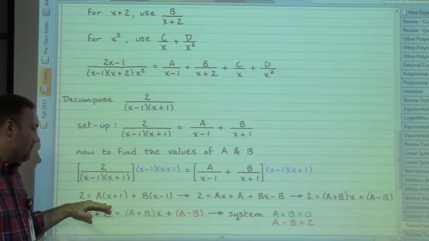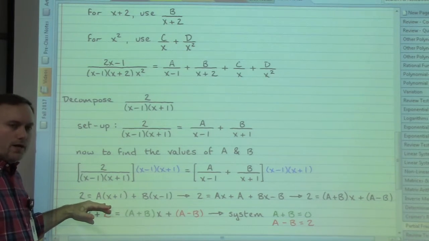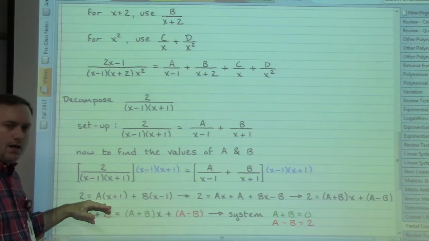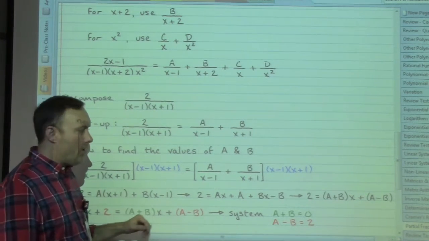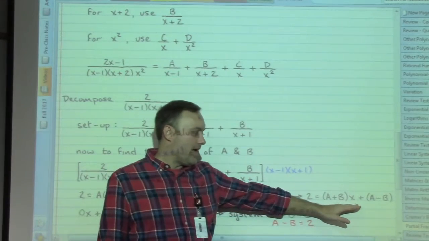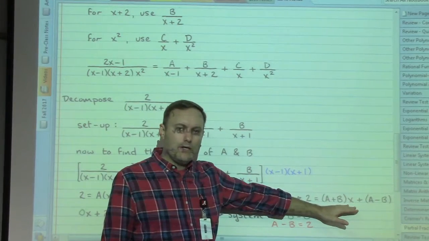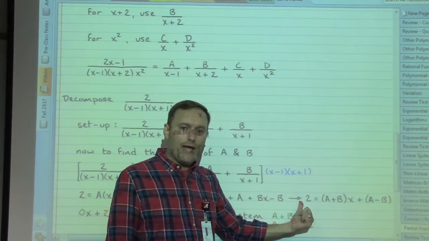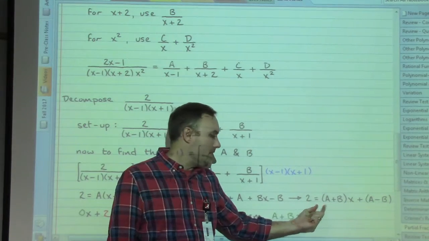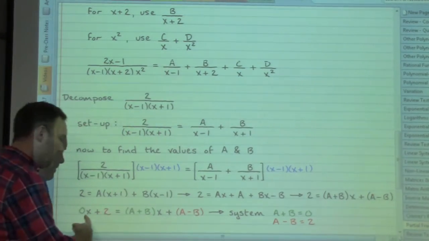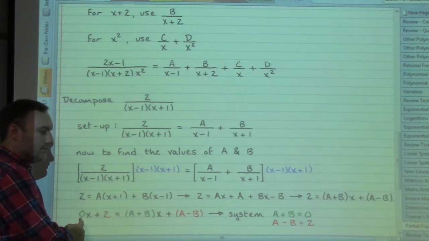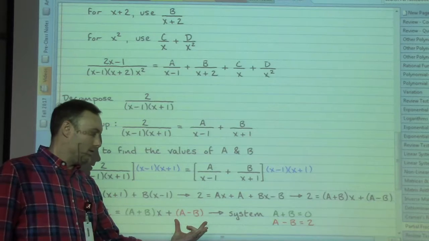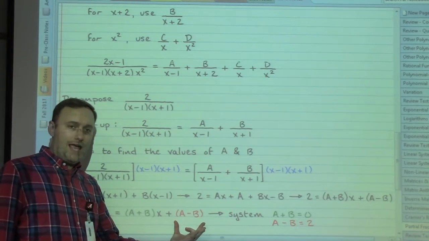By clearing out the denominators, we end up with this particular equation. This equation has both x's and constants. And so if I combine my like terms, my x stuff is going to have to match up with the x stuff from my original numerator. There is no x stuff. So a plus b is going to have to be equal to 0. My constant stuff is a 2, and my constant stuff in this equation would come from the a minus b.